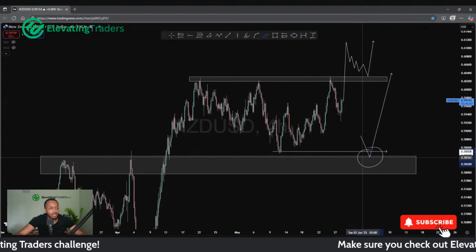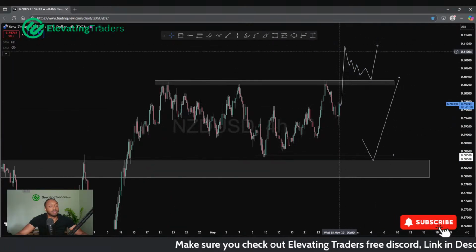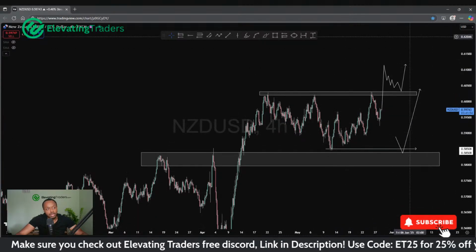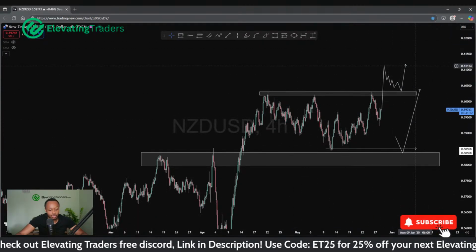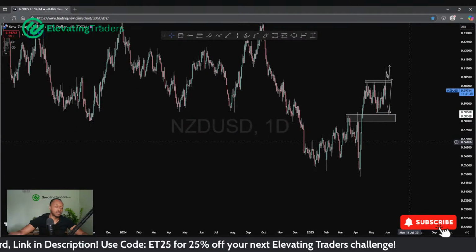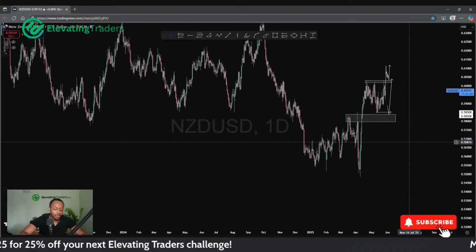I like the longs here still. If we were to get there, we'll have to wait and see. And if price does decide it wants to break to the upside, well, the retest could look interesting as well. But in terms of the bigger move, still pretty bullish on New Zealand dollar. I'm still pretty bearish on USD as well. So long term for these USD pairs, I do think USD weakness will be a big driving force for all of them.